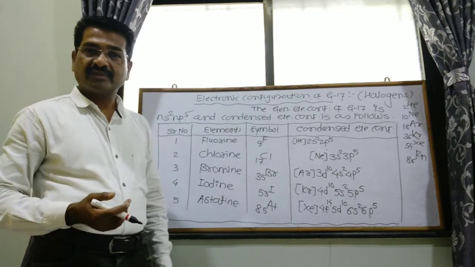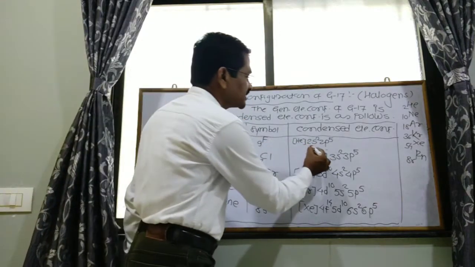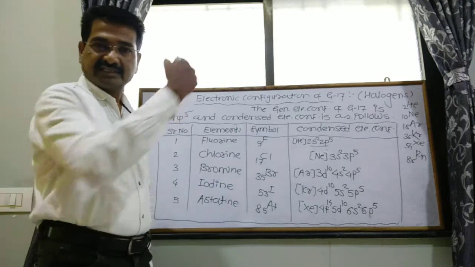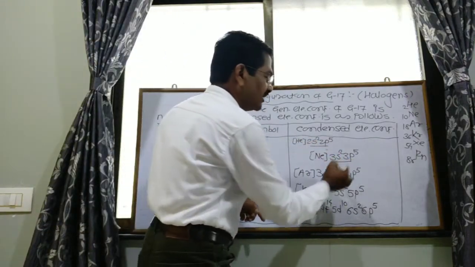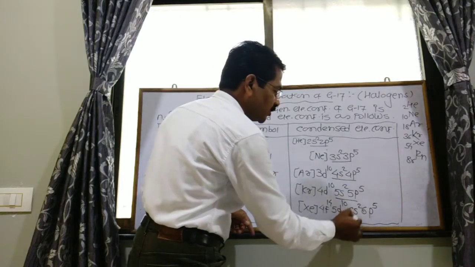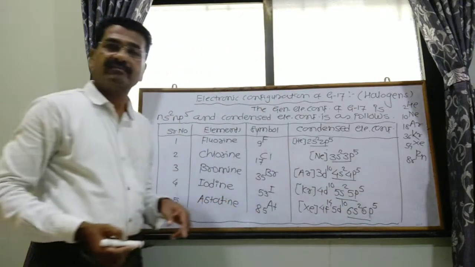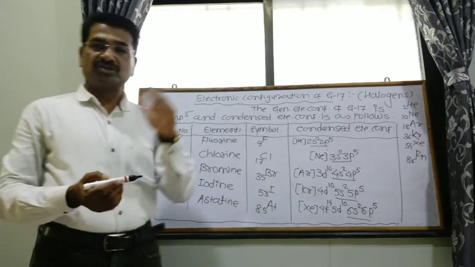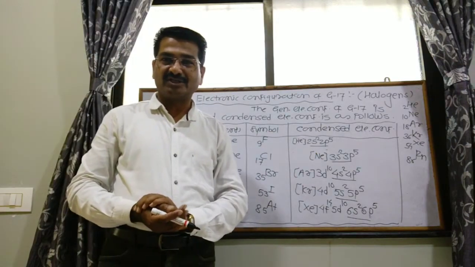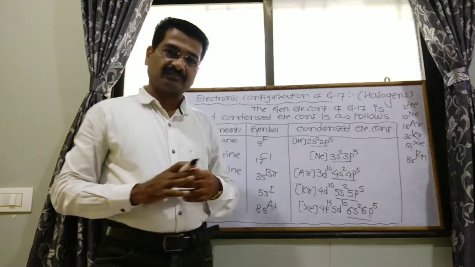G17 elements. You can understand the 2s, 2p, s containing 2, p containing 5. Here 3s, 3p, 4s, 4p, 5s, 5p, and 6s, 6p. So this indicates ns2 np5. Shortly, this is the general electronic configuration of these elements.